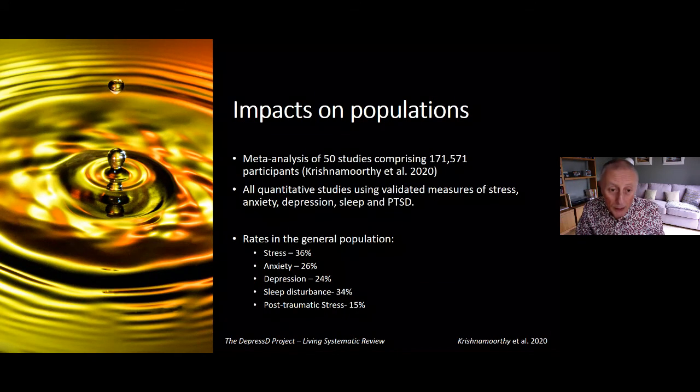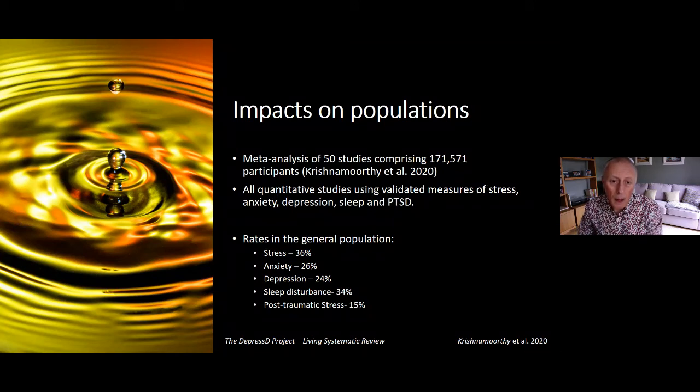So what of the general population impacts? There's another recent meta-analysis of 50 studies. Now this meta-analysis includes studies of the general population, of staff and of COVID patients. Again, it focuses on quantitative studies using validated measures of stress, anxiety and sleep and depression and post-traumatic stress disorder. But what we see in these studies in the general population are high rates of psychological distress in the general population.